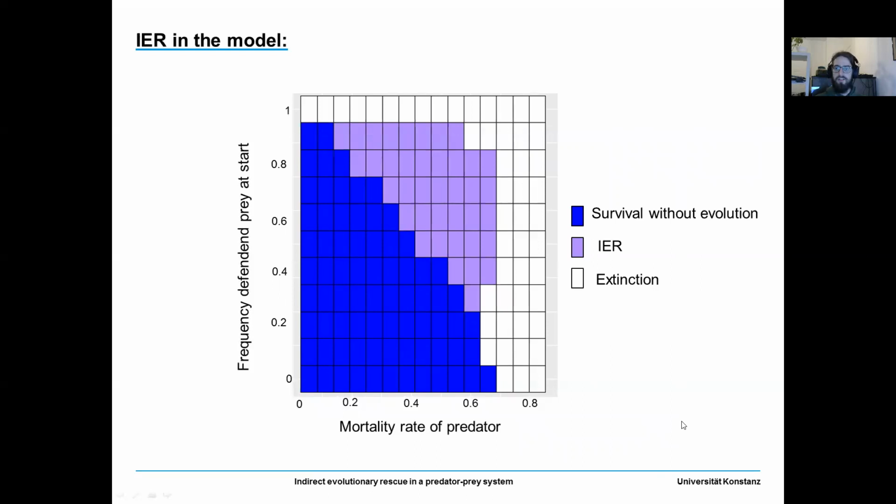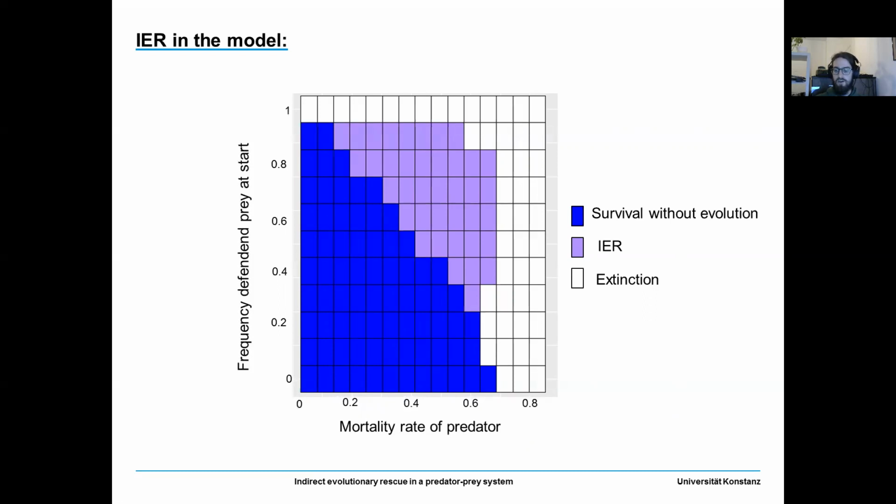On the blue squares, the predator is able to survive the perturbation without the evolution of the prey population, and on the white squares, the predator population goes extinct even with evolution of the prey population. But the sweet zones are the purple squares, where the predator would go extinct if the prey population would not be able to adapt, but does survive with the evolution of the prey population.